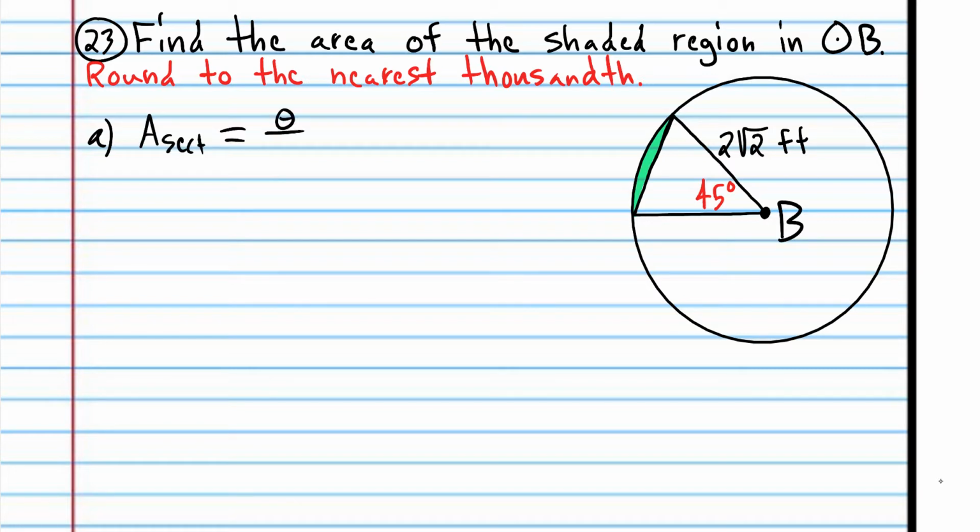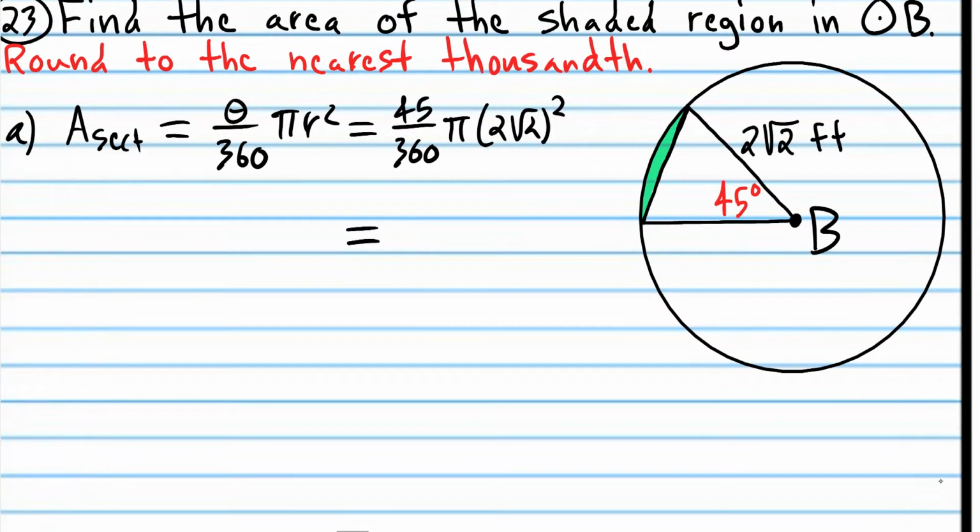is equal to the central angle divided by 360 times the area of the whole circle. So theta is 45, and the radius is 2 root 2. Now, you could enter all that into your calculator, but it's going to be pretty easy for us to reduce that fraction there. And 2 root 2 times 2 root 2 is going to be 8.